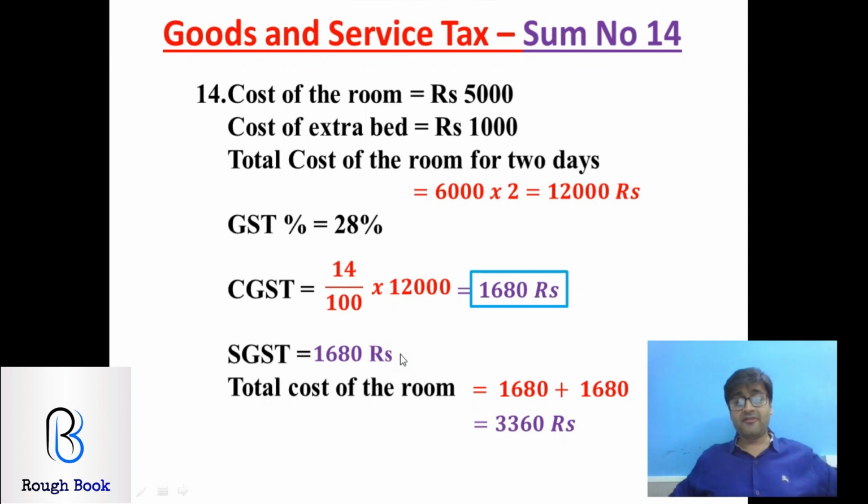Oh, they have not asked you the cost of the room. They have asked you the total cost of GST, I think. Let's read the question. My bad. The question says how much GST is being paid. So, we are using a lifeline and we are coming back alive. So your answer should be 3360. That is the total GST paid.